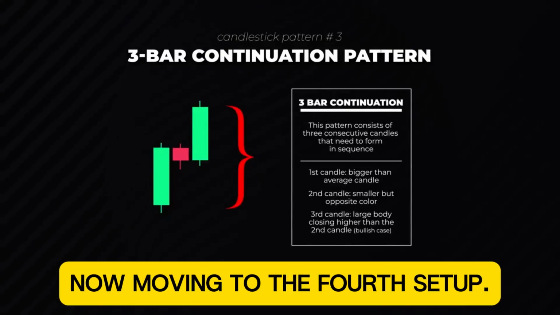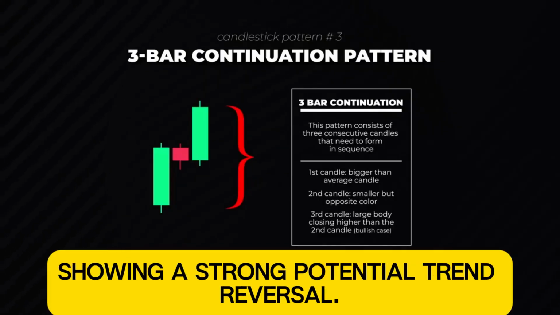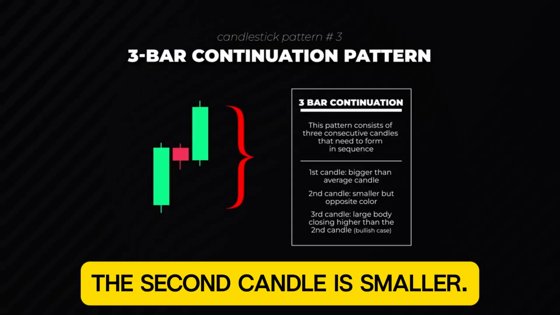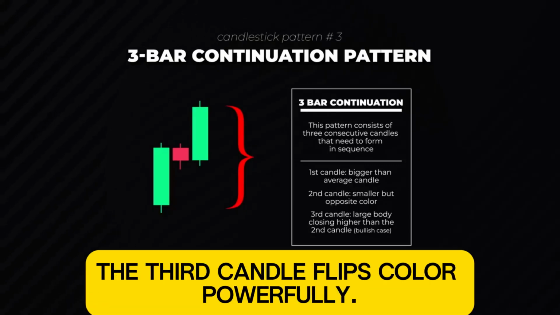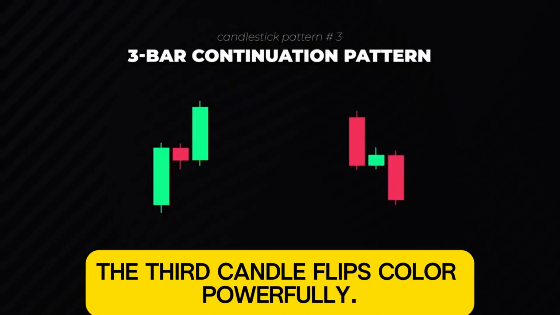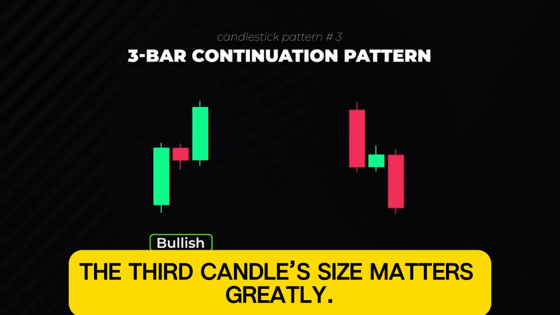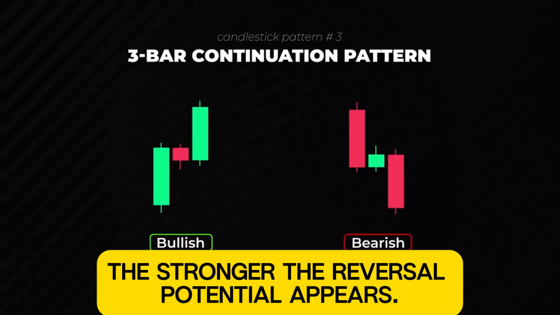Now moving to the fourth setup, called the 3-bar reversal pattern. This involves 3 specific candles, showing a strong potential trend reversal. The first candle has a large full body. The second candle is smaller, but matches the first one's color. The third candle flips color powerfully and has a full body as well. The third candle's size matters greatly. The bigger it is compared to the first, the stronger the reversal potential appears.